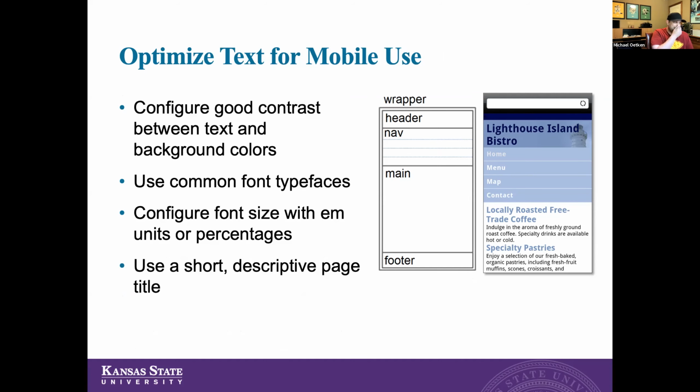As far as text, for mobile, make sure we have good contrast between the background colors and our text color. Okay, so again, we're on a smaller screen, so we want that text to be readable, easy to read. Using common typefaces, like Arial or Georgia. And again, we want to use percentages or em units for our font sizes instead of pixel units.